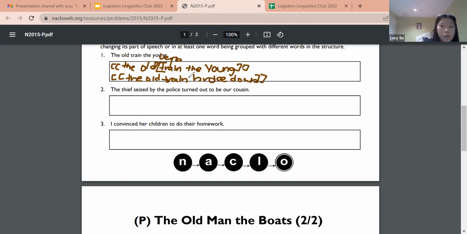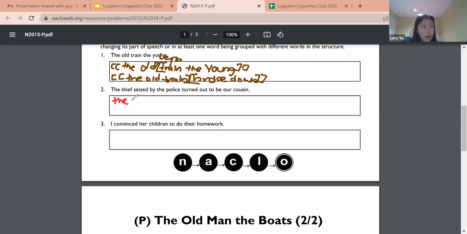And then the old train would be a subject, and then this would be a separate bracket. Okay, so the thief seized by the police turned out to be our cousin. You can again change the word completely, except for the first three words that have to stay the same.